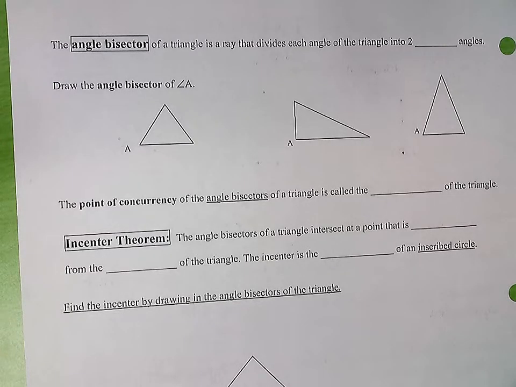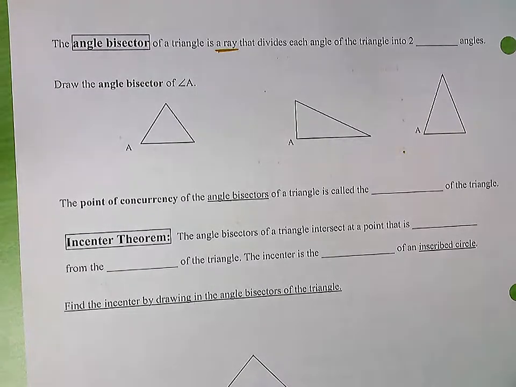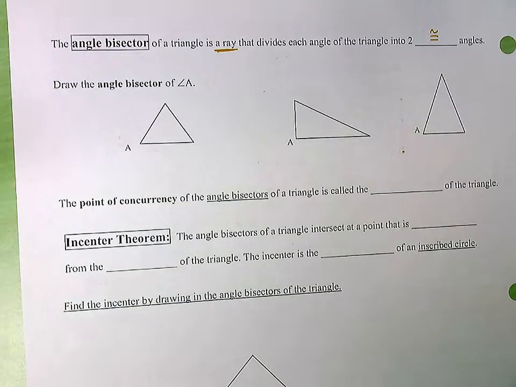So we just went over perpendicular bisectors. Now we have angle bisectors. So the angle bisector of a triangle is a ray. Okay, it is a ray, not a line. A ray that divides each angle of the triangle into two congruent angles. And yes, we had these in our proofs. If I gave you an angle bisector, you knew those two angles were congruent.